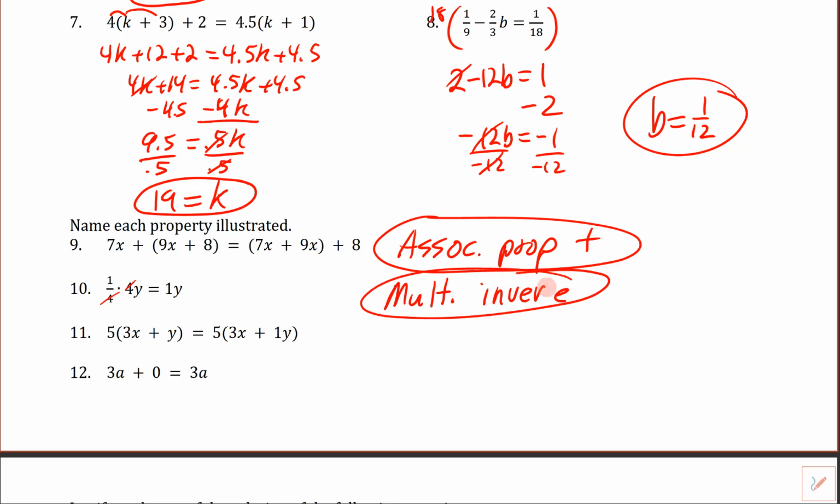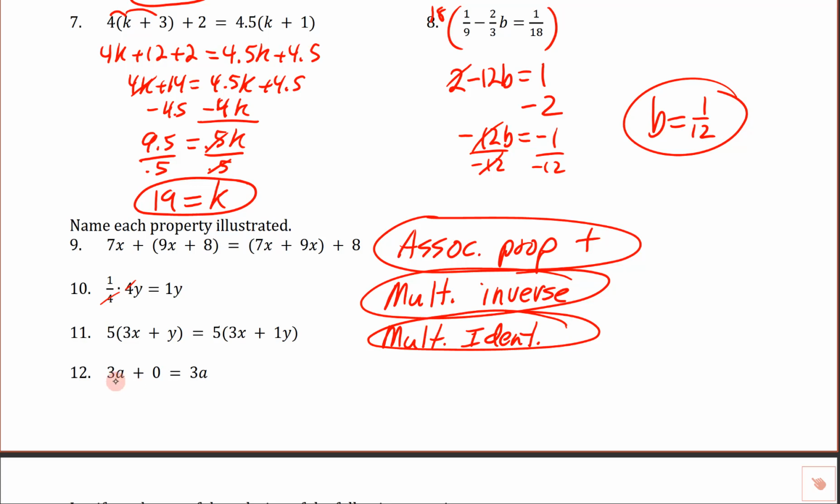All right, let's take a look at that next one here. We've got 5 times, in parentheses, 3x plus y, and then we've got 5 times, in parentheses, 3x plus 1y. So we've got a 1 here where there wasn't before. Of course, that doesn't change anything. So that's the idea that we can multiply something by 1 and it doesn't change its identity. This is the multiplicative identity. So I'm just going to write ident here. Okay, so we've got that one.